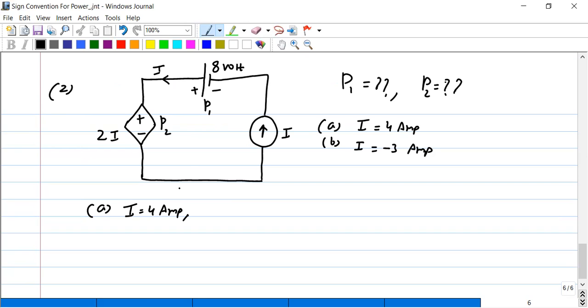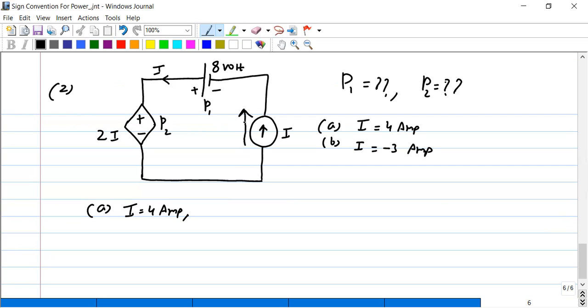Now let us try to find out what is the power P1 and P2 for I equals to 4. Now I is equal to 4 amperes given to you. That means it is positive 4 amperes. That means whatever is the direction of I given to you in the circuit is right. That means current is definitely going to flow like this only.